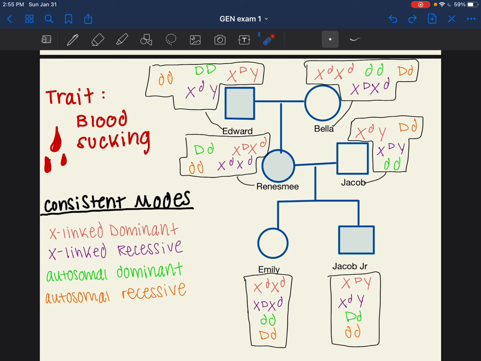And the trait we are talking about today, if it isn't obvious, is blood-sucking. So Edward, Renesmee, and Jacob Jr. display the trait, and Bella, Jacob, and Emily do not.